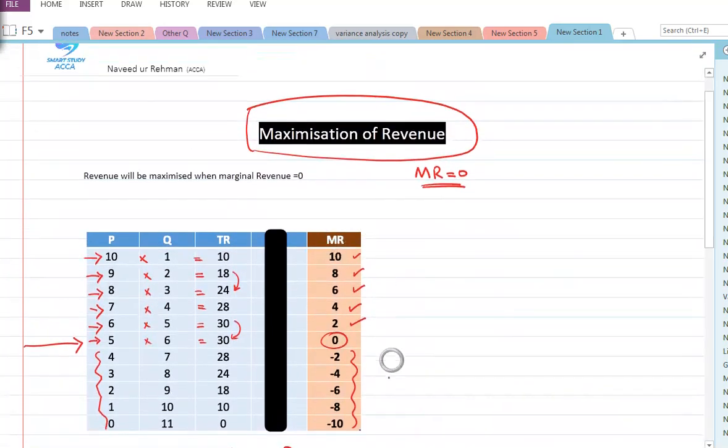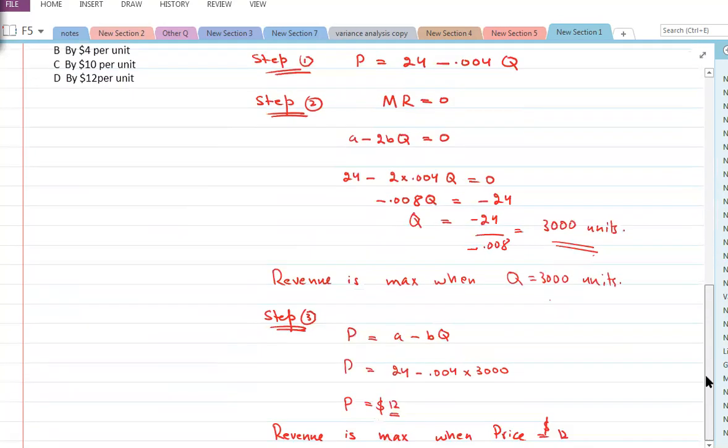I just gave you this example so that you can understand it well. All you have to remember in your examination is that revenue will be maximized when marginal revenue is equal to 0. For profit maximization, it was different. Profit will be maximized when the marginal revenue is equal to the marginal cost. Revenue will be maximized when the marginal revenue is equal to 0.